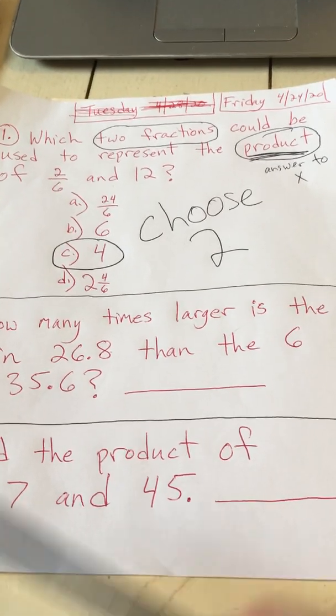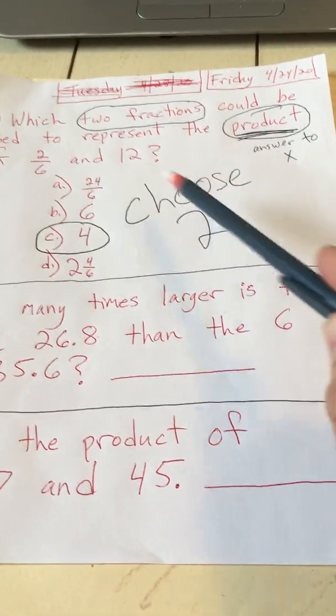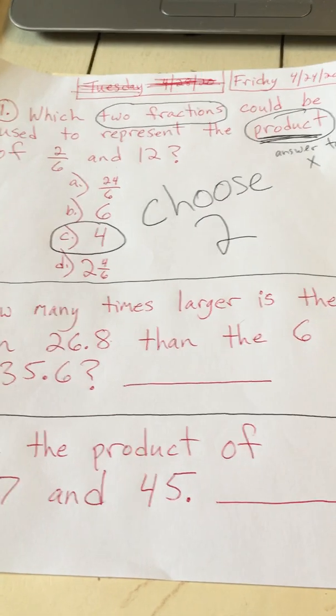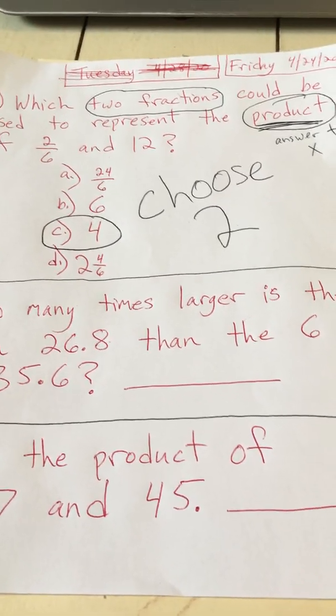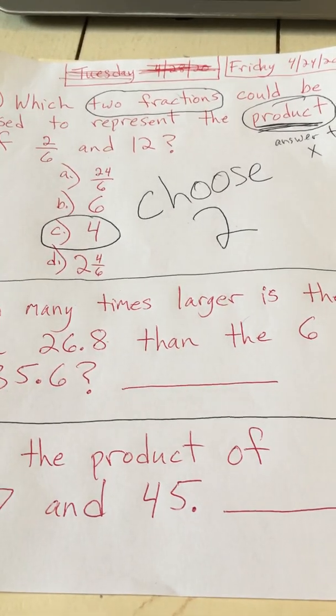So we got to be really careful now. And that's why I wrote this so big right in the way. Like, I can't miss that right now. I need to choose a second one. So we have 24/6, 6, or 2 4/6.